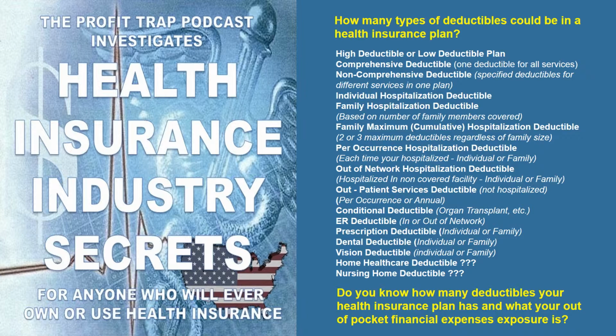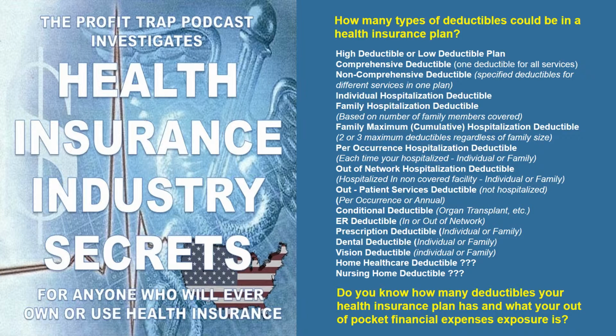Here's a question I have for you. How many types of deductibles could be in a health insurance plan? Let's take a look. First, we have a high deductible versus a low deductible. A high deductible plan usually offers lower monthly premiums and higher out-of-pocket expenses when you use the plan. Then let's look at a low deductible plan, which usually offers higher monthly premiums and lower out-of-pocket expenses when you use the plan. Next is the comprehensive deductible.